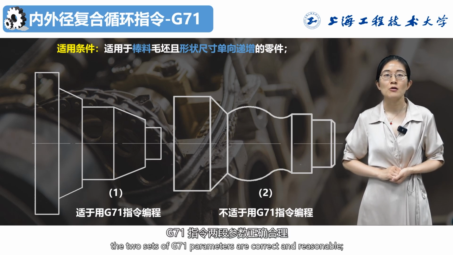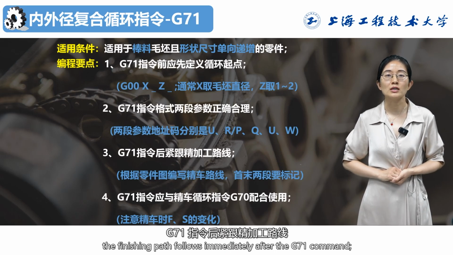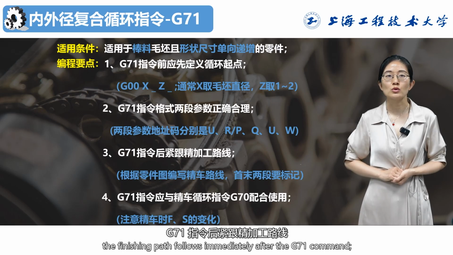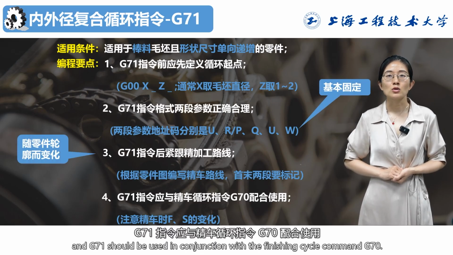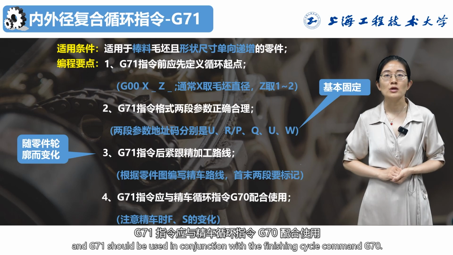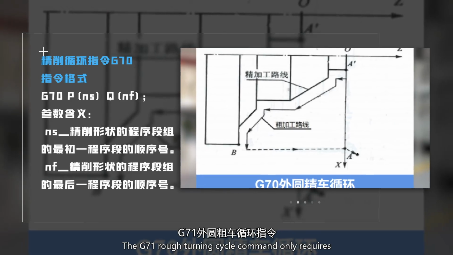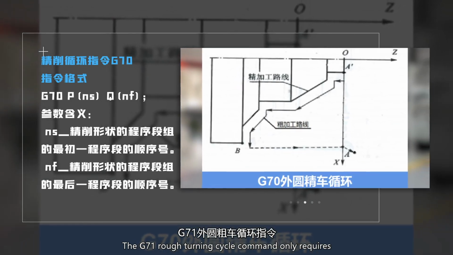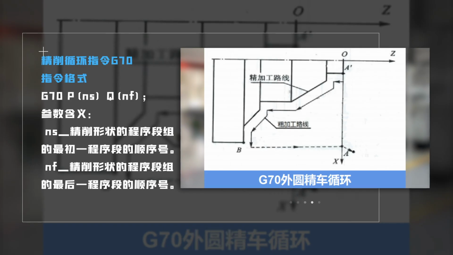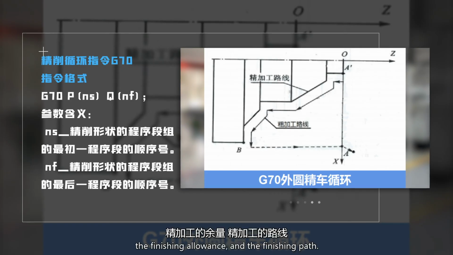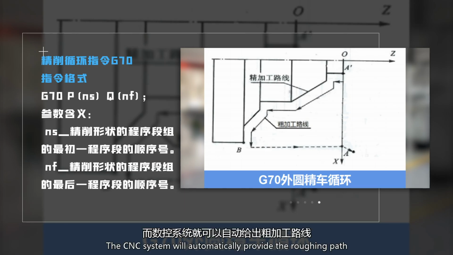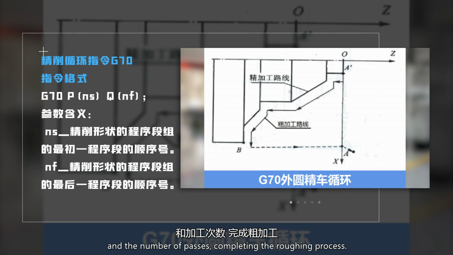The two sets of G71 parameters are correct and reasonable. The finishing path follows immediately after the G71 command, and G71 should be used in conjunction with the finishing cycle command G70. The G71 rough turning cycle command only requires specifying the roughing depth of cut, the finishing allowance, and the finishing path. The CNC system will automatically provide the roughing path and the number of passes, completing the roughing process.